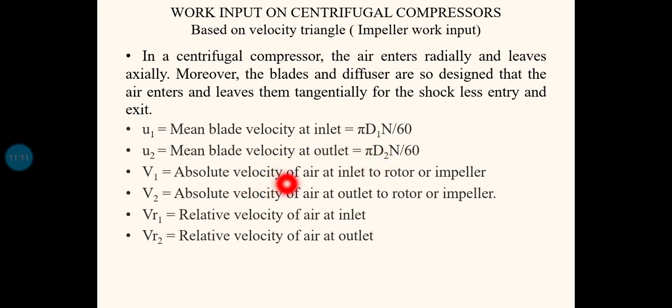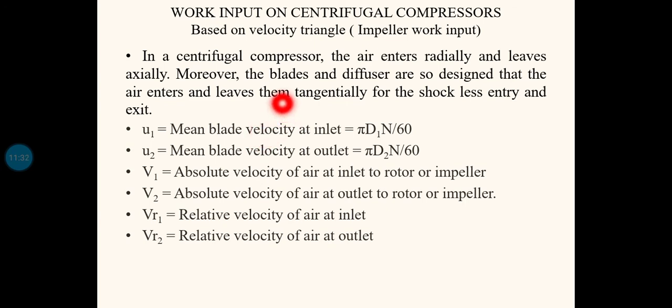Now v1 equals the absolute velocity of air at inlet to the rotor or impeller, and v2 is the absolute velocity of air at outlet of the rotor or impeller. These things we have discussed in the second and third modules. Everything is the same. Actually centrifugal compressors are the same as the centrifugal pump. We have already covered that topic.